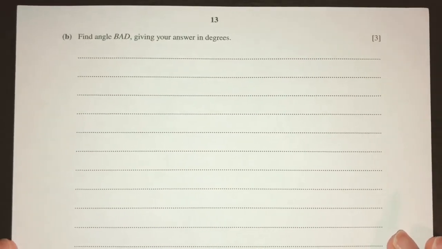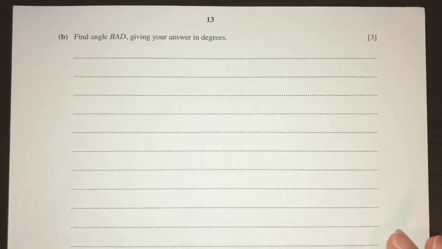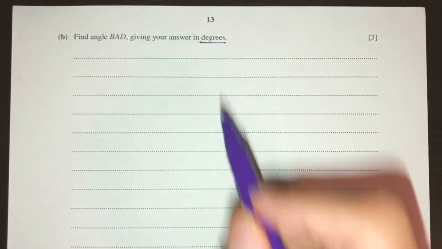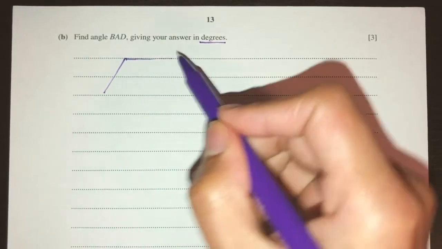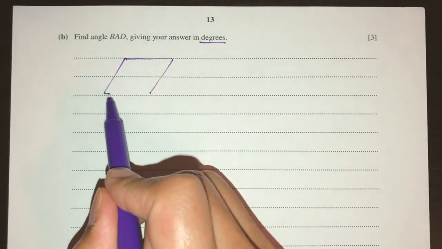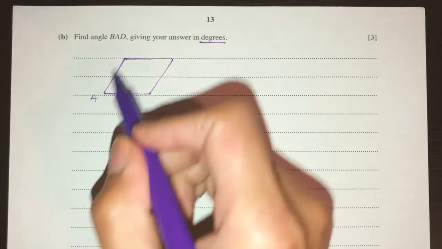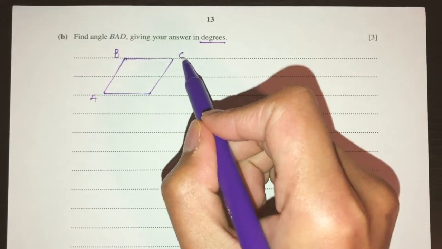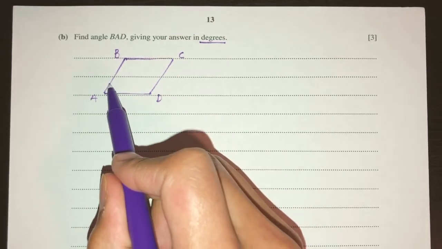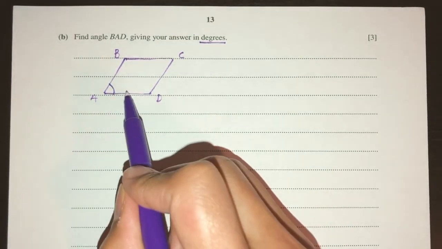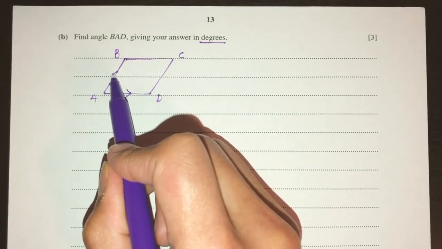So here we have to find the angle BAD, giving your answers in degrees. Okay, so the shape is like this, right? It is a parallelogram. Okay, that will be A, B, C, D. Now the angle BAD is this angle. So we have to find vectors in this direction and in this direction.